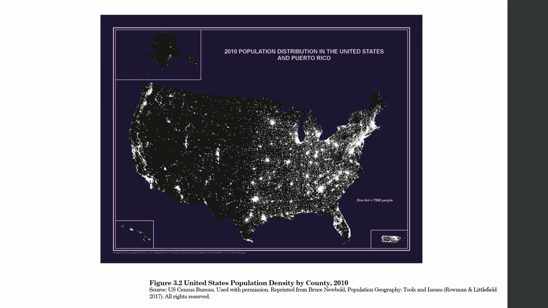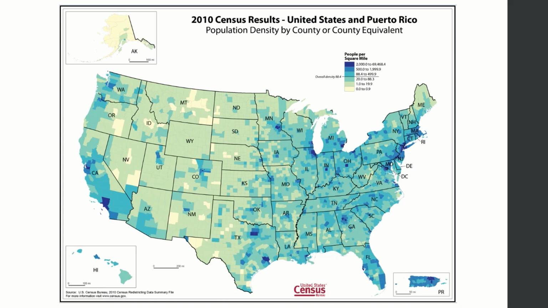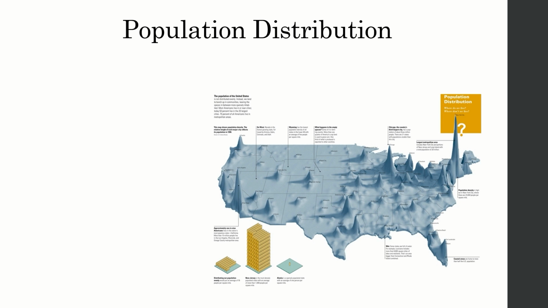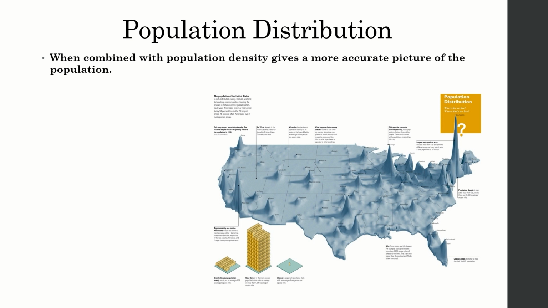Another way of looking at population density today is by simply looking at satellite images of lights at night. Here's an example of the United States, and you can see how easily and how well it mimics the actual data that we have based on the census. There are many ways of conveying this information spatially or visually. Here's an example of what looks like a topography map. Instead of measuring the altitude of mountains and land features, it's looking at population distribution. When combined with population density, we get a more accurate picture of the population.